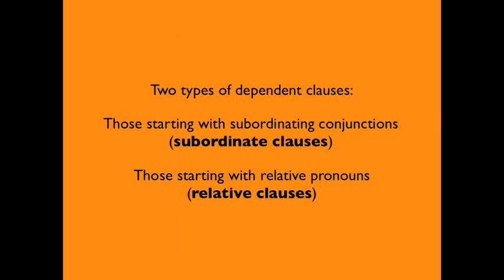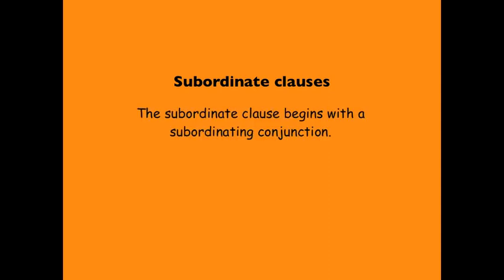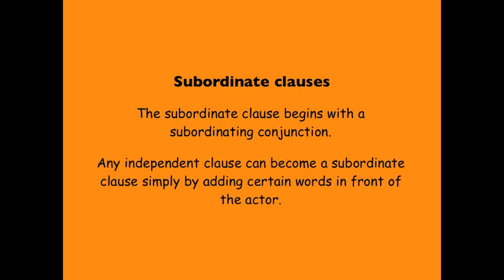There are two categories of dependent clauses that we need to look at. There are those starting with subordinating conjunctions, and those are called subordinate clauses, and there are those starting with relative pronouns, and those are called relative clauses. Subordinate clauses are pretty easy to understand. All subordinate clauses begin with subordinating conjunctions. What that means is this: if you take any independent clause, no matter how wonderfully written that independent clause is, and you put a subordinating conjunction in front of the actor, that independent clause becomes a subordinate clause.